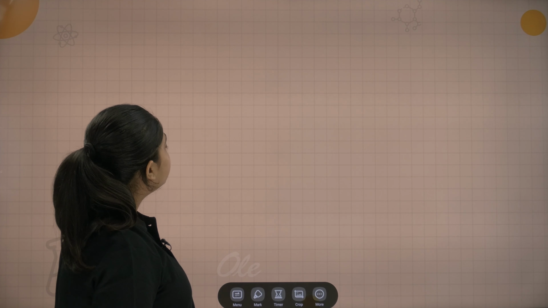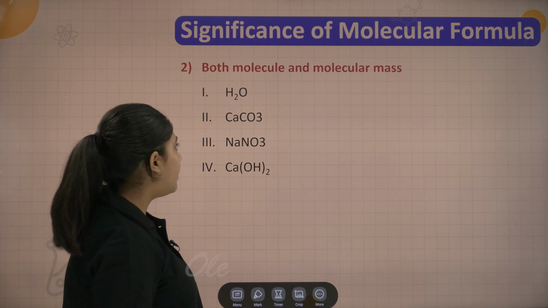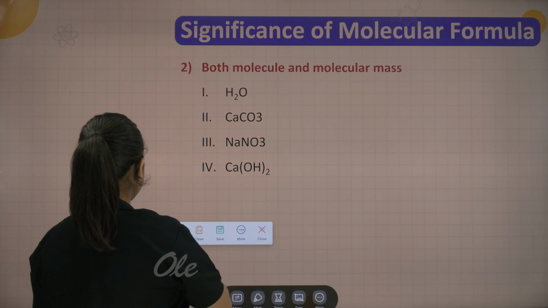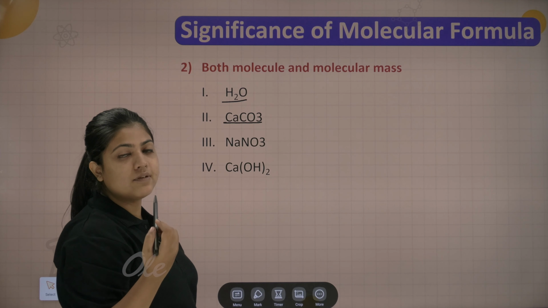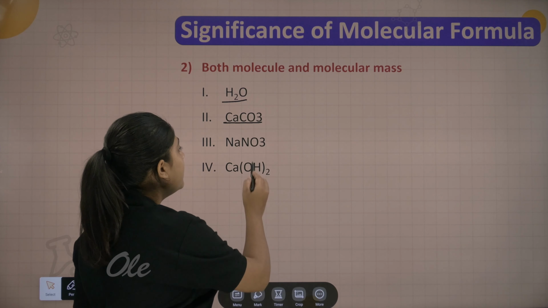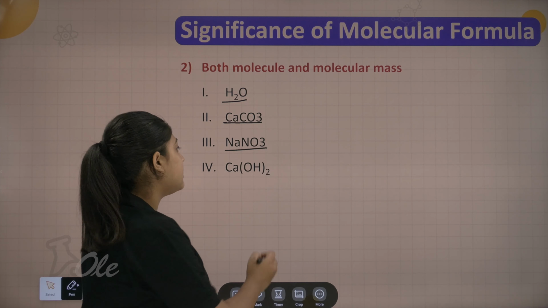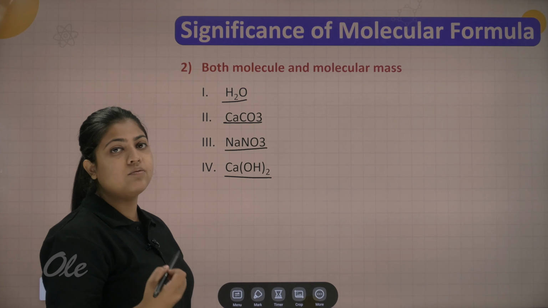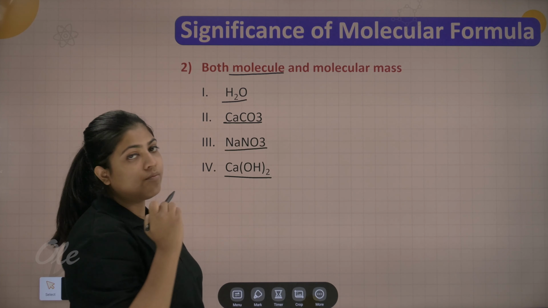Next is both the molecule and molecular mass. What will be one molecule? This will be one molecule of water. H2O will be one molecule of water. Calcium carbonate, CaCO3 will be one molecule of calcium carbonate. Sodium nitrate, NaNO3 will be one molecule of sodium nitrate. Calcium hydroxide, Ca(OH) whole twice will be one molecule of calcium hydroxide. So, you will get the idea of one molecule.